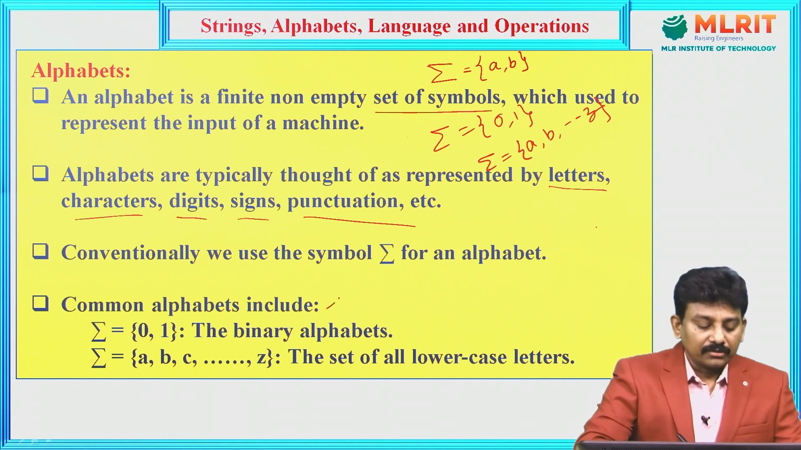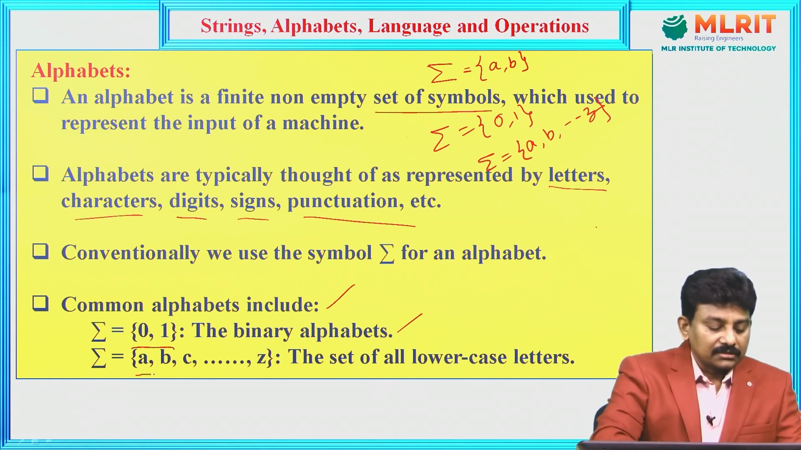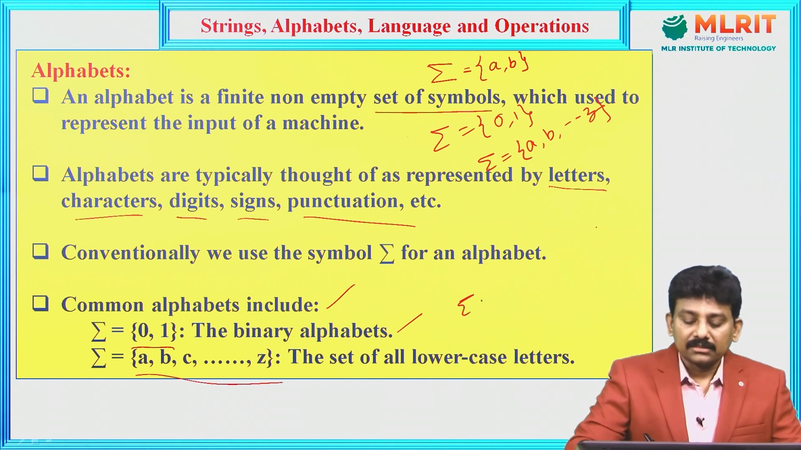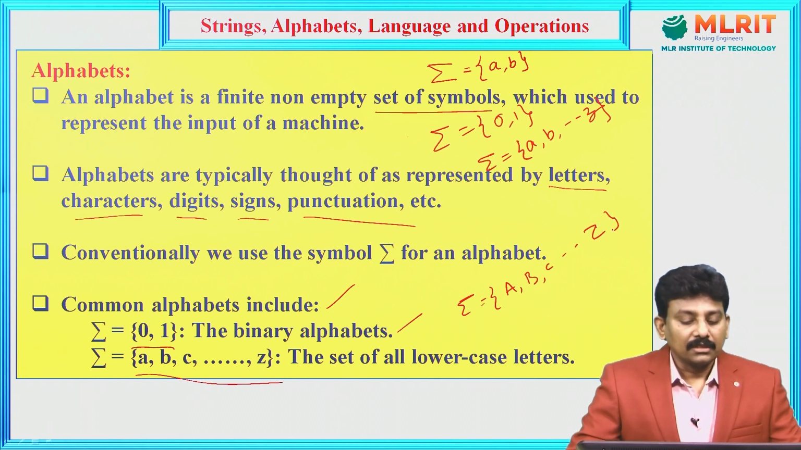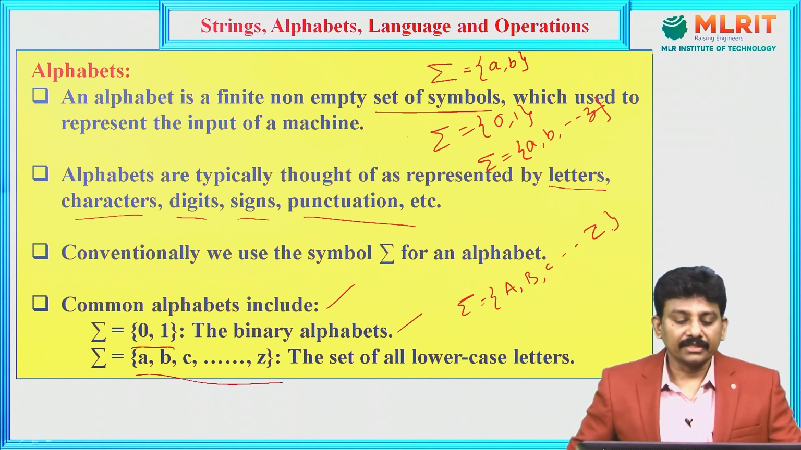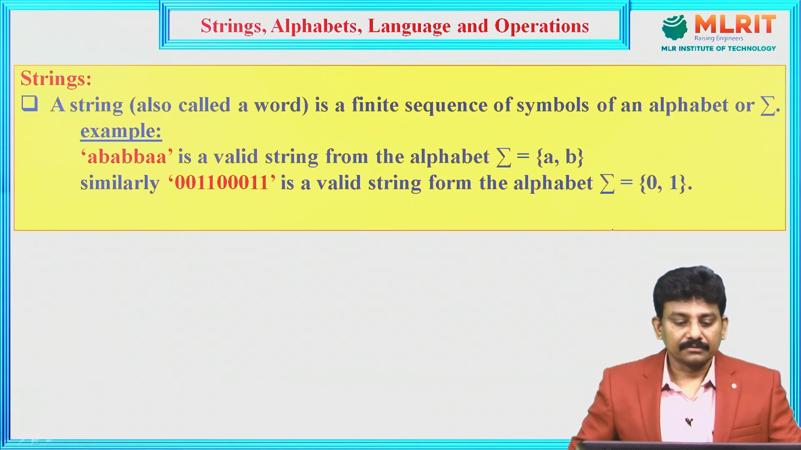Common alphabets include the binary alphabet, either 0 or 1, sigma is equal to A, B, C up to Z, the set of all lowercase letters, or another set of uppercase letters. All are alphabets. Alphabet is a finite non-empty set of symbols which is used to represent input for the machine. Machine means automata.